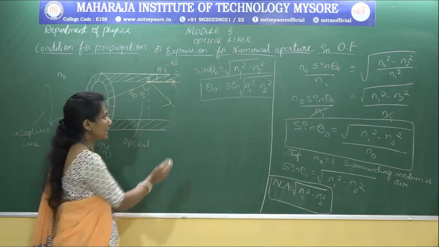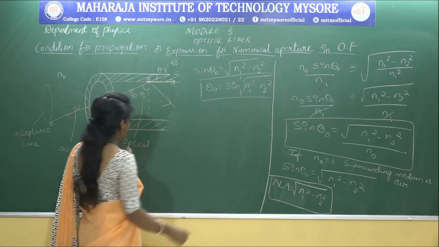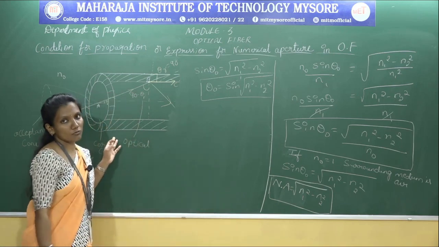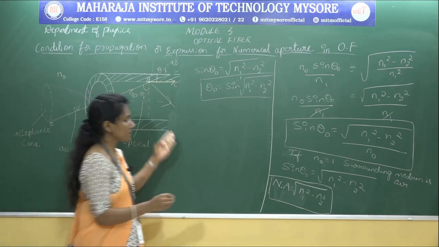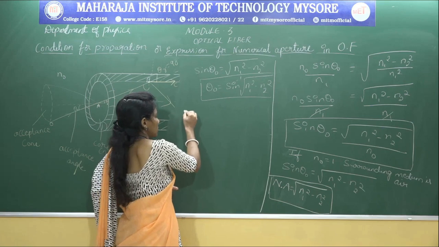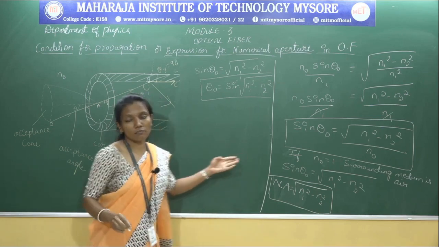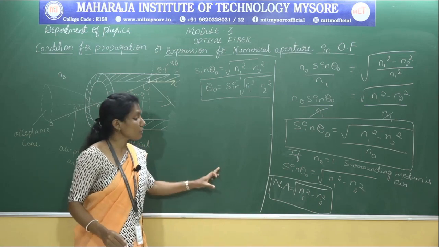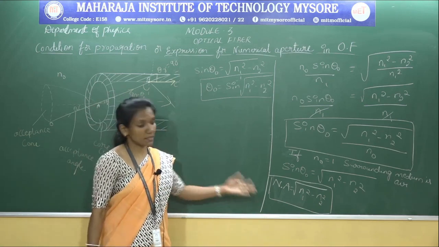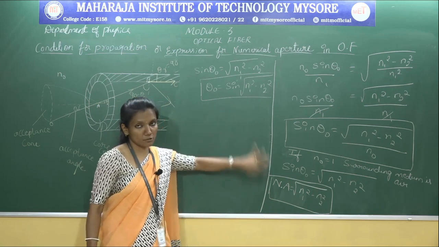And what is numerical aperture? Numerical aperture means the collection of the rays of light. It is the measure of how much light the ray of light will be gathered inside the optical fiber. It is a measure of the efficiency of the optical fiber, and that is nothing but numerical aperture.